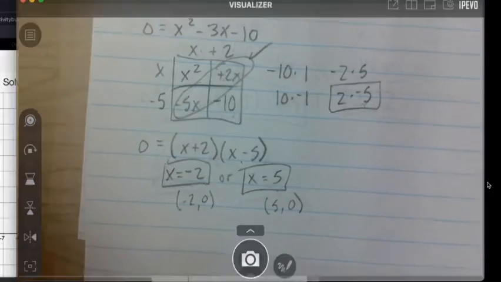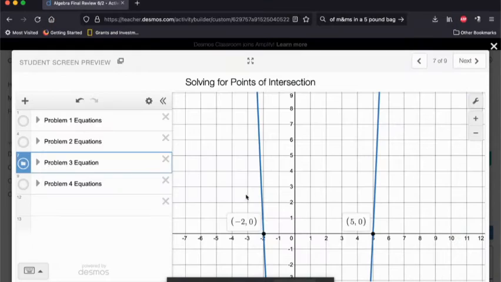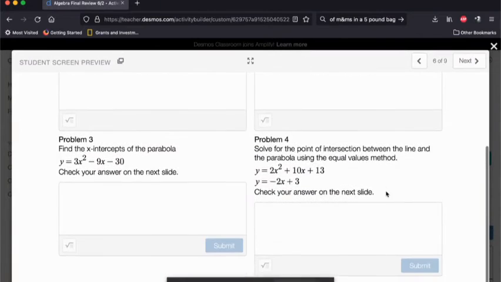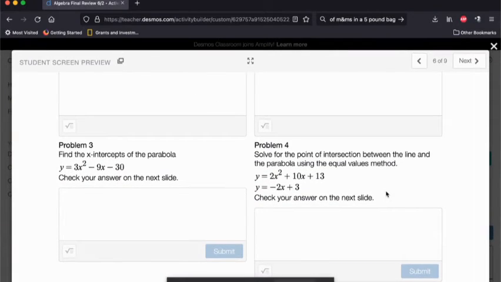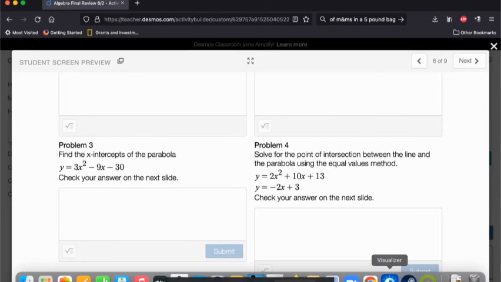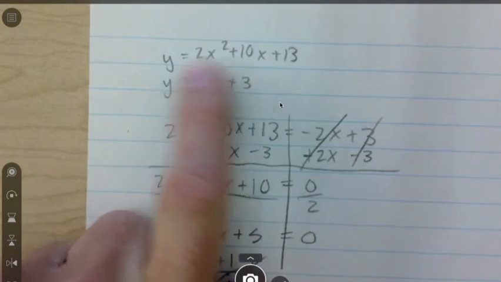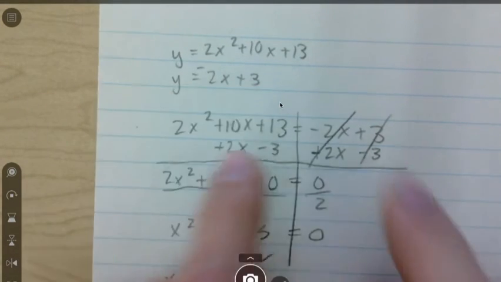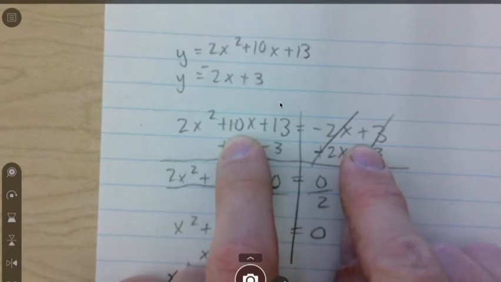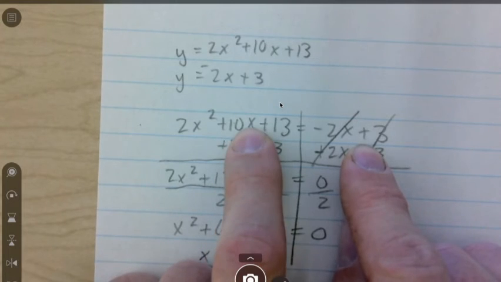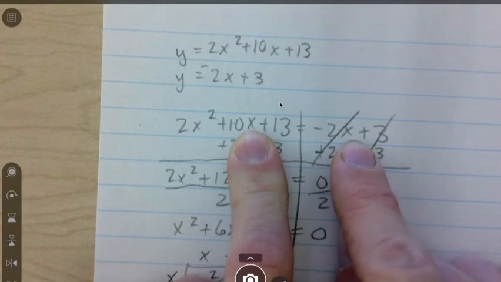All right. And lastly, taking a look at problem 4, I'm asking you to use the equal values method to solve for a point of intersection between a line and a parabola. So equal values method says because this equals y and this equals y, I can say when do they equal each other? But because this is a parabola, I need my whole equation to be equal to 0.